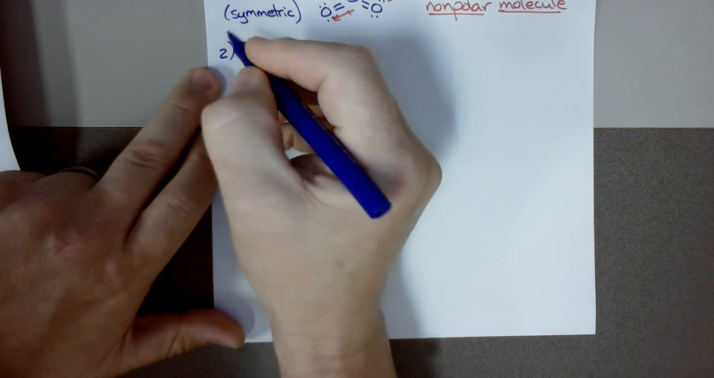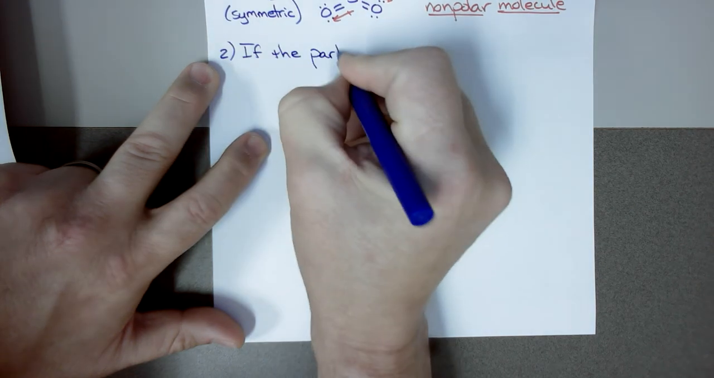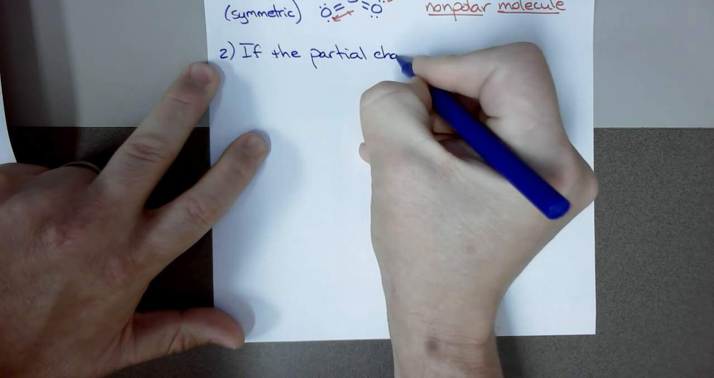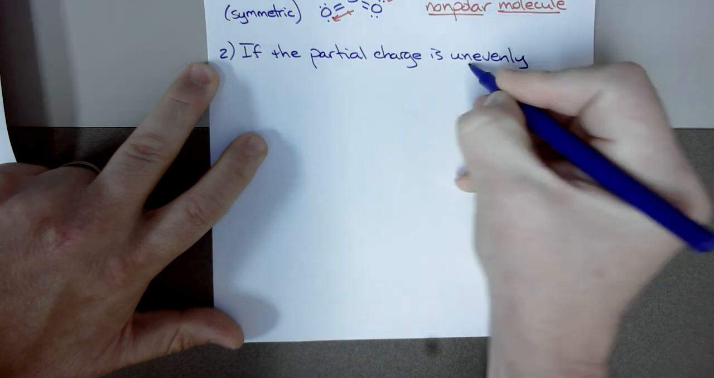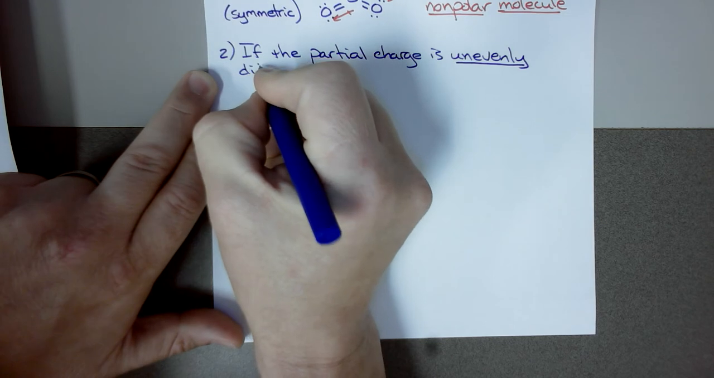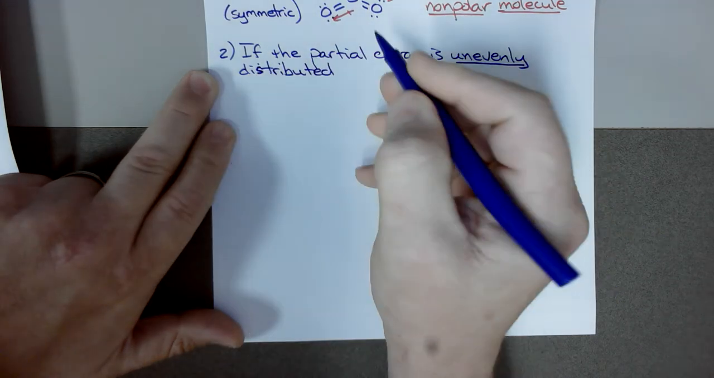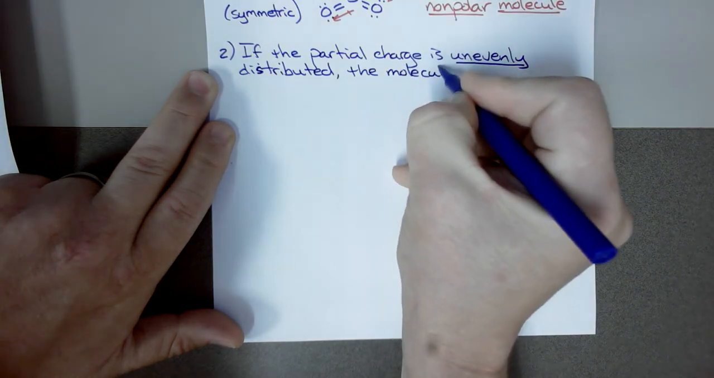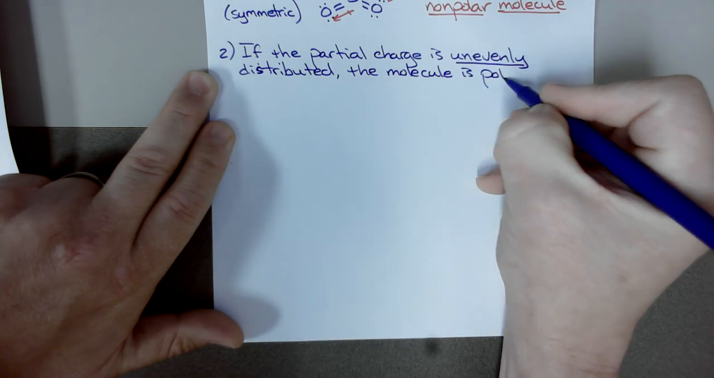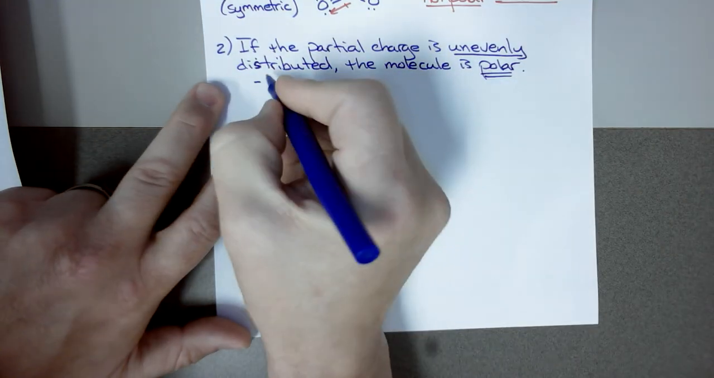Number 2. If the partial charge is unevenly distributed, the molecule is polar. Usually a non-symmetrical molecule.